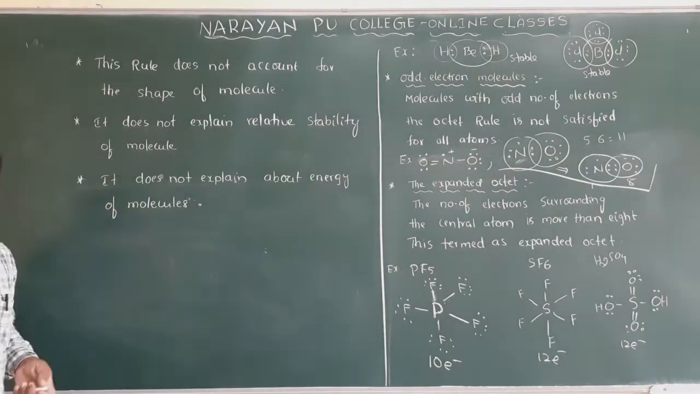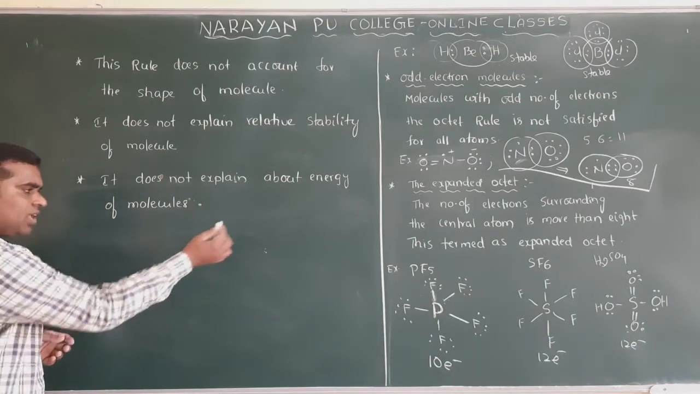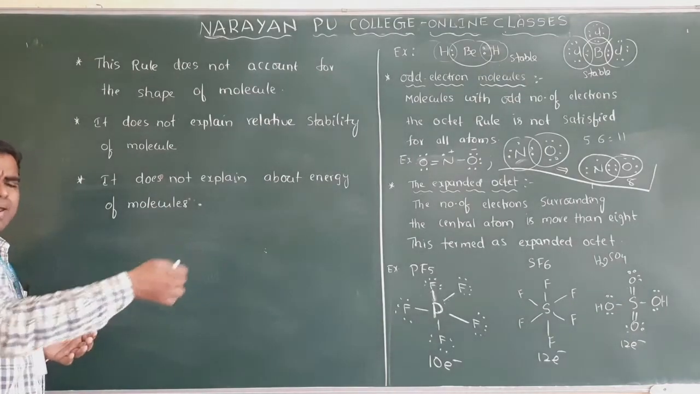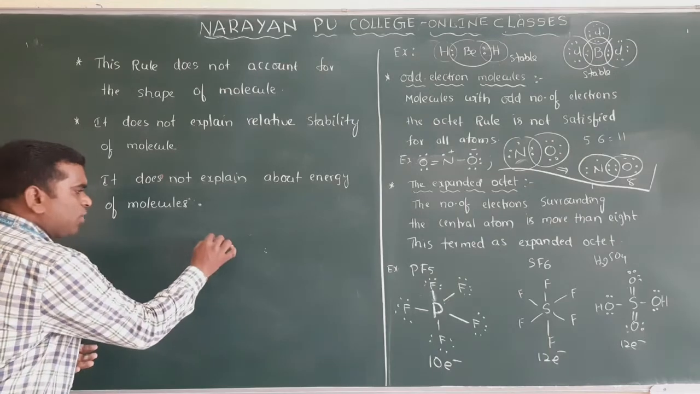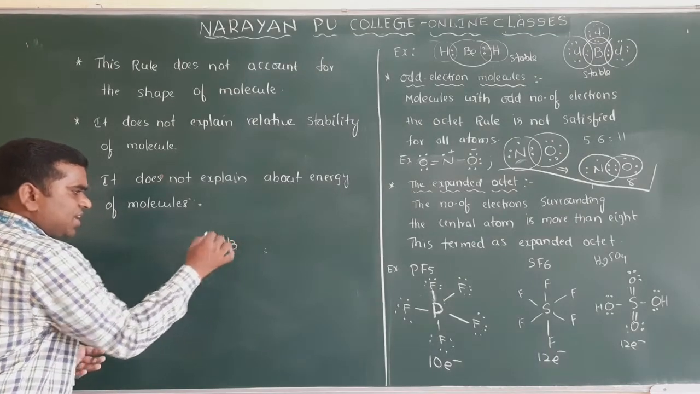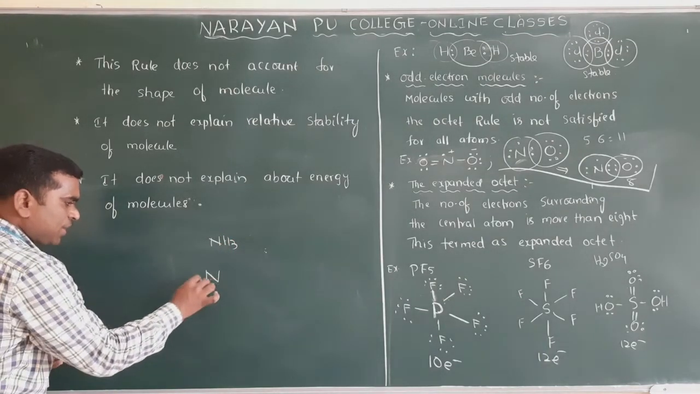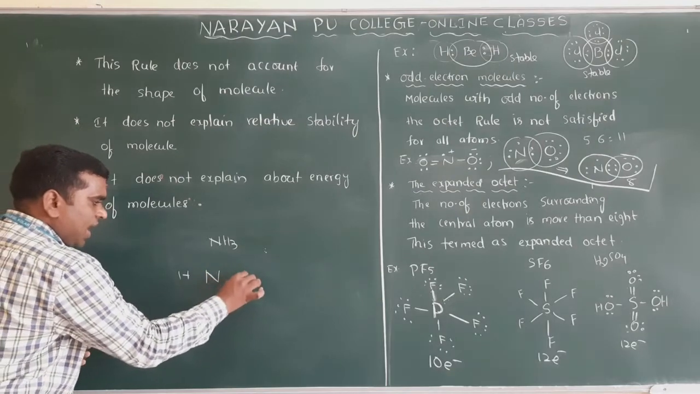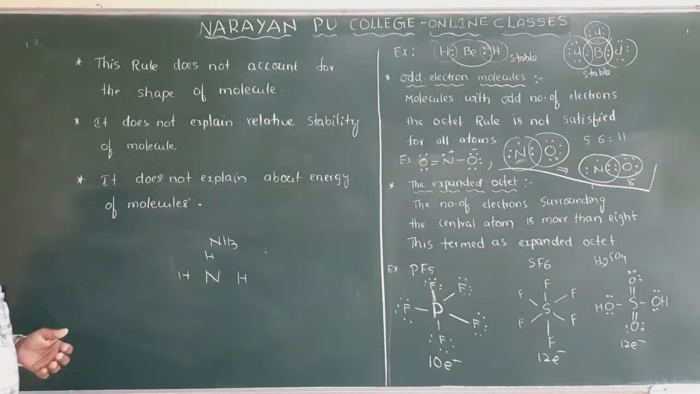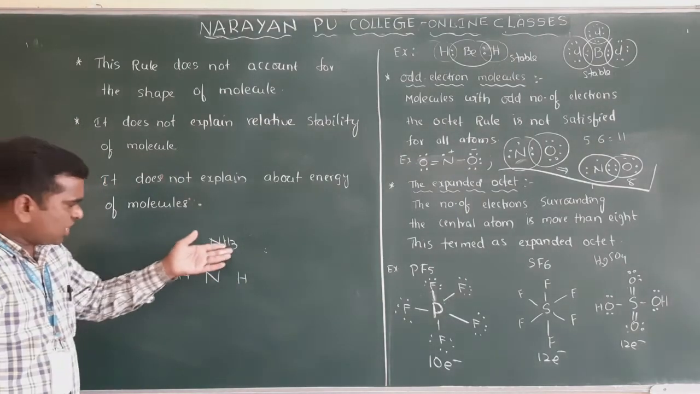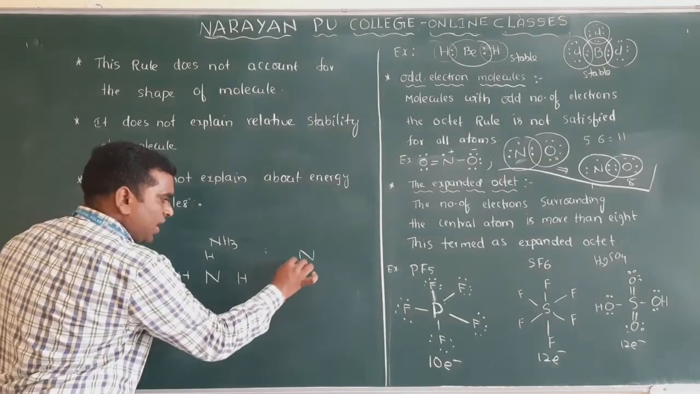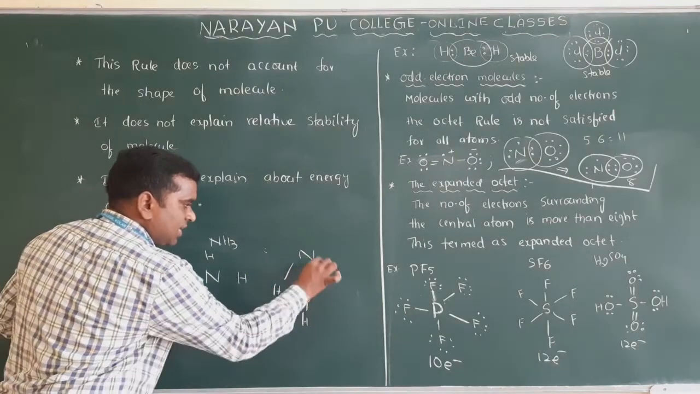And also sometimes, if you take some examples, suppose NH3 is there. How will we write it here? Sometimes we will write hydrogen, hydrogen, hydrogen here, like this. But it is not the exact shape of this molecule. Actually, you have to write it in this way. This is the shape of the molecule.